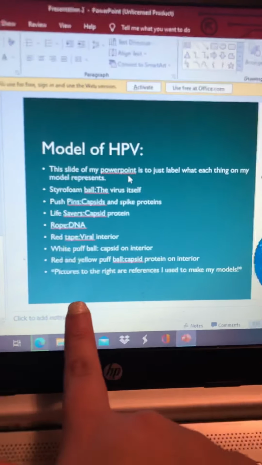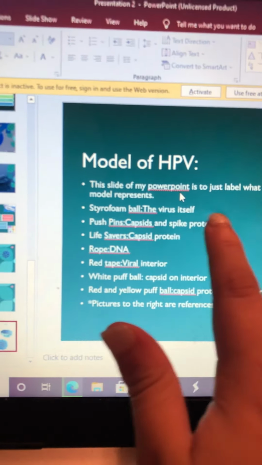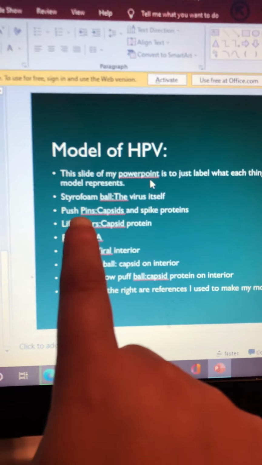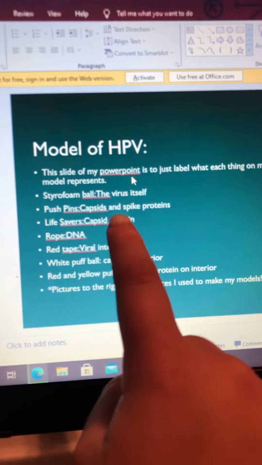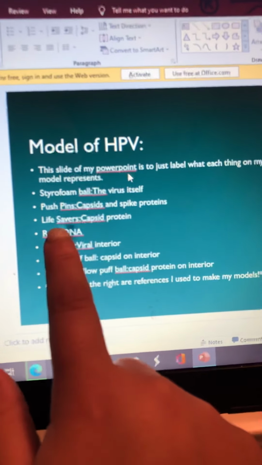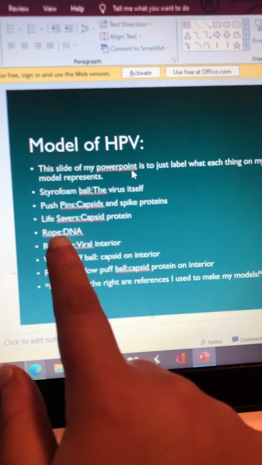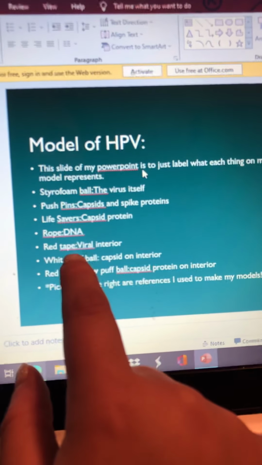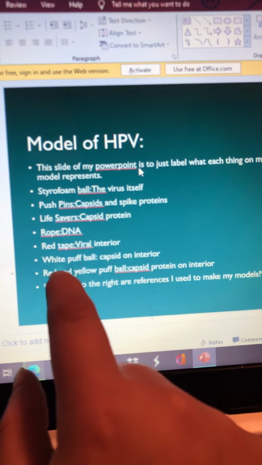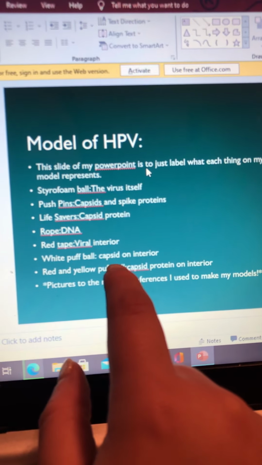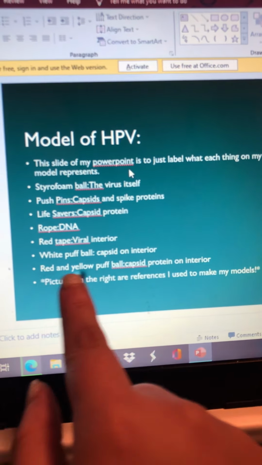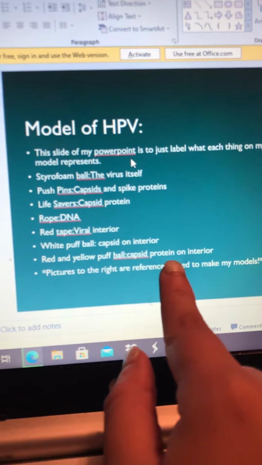Moving to this, it just shows what each one of my things represents on a model. My styrofoam ball is going to represent the virus itself. The push pins, which you will see in a minute, are going to represent the capsids and the spike proteins. The lifesavers are going to be the capsid proteins. The rope on my interior one is going to be the DNA. The red tape is going to be the viral interior. The white puff bars are going to be the capsid on the interior. Red and yellow puff balls are going to be the capsid protein on the interior.